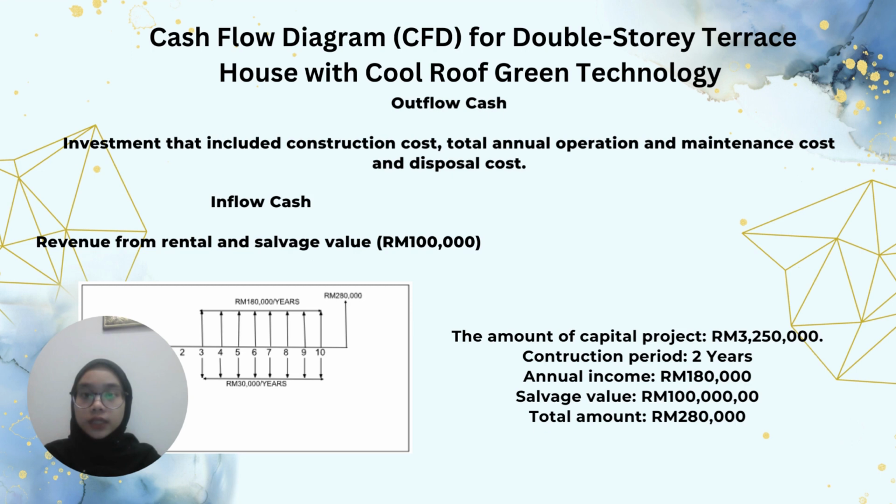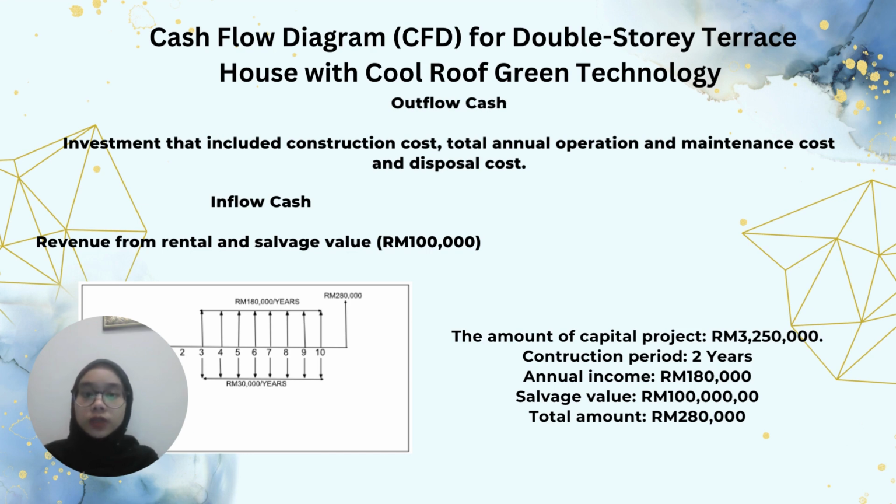This is our cash flow diagram for our project, double-storey terrace house with cool roof green technology. Outflow cash, investment, that includes construction costs, total annual operation and maintenance costs, and disposal costs. For inflow cash, our revenue from rental and salvage value is about 100,000.